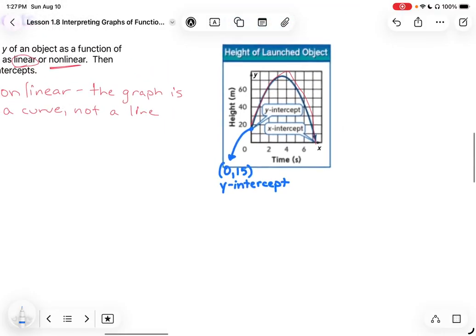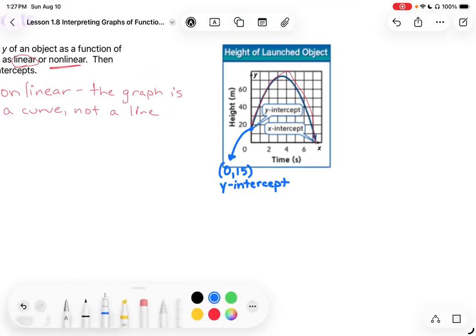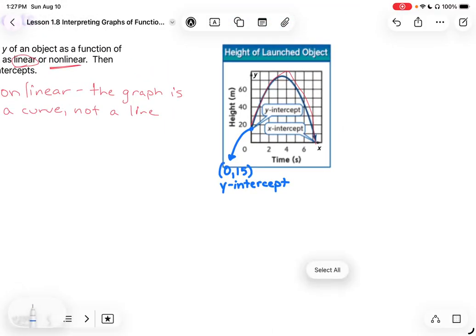But what does that mean? Well, this graph is showing me the height of an object that is being launched, and (0, 15) means the x value is 0, and on the x-axis we are measuring time in seconds. So that means 0 seconds, and the y value of 15 on the y-axis we're measuring height in meters, so it means 15 meters. After 0 seconds, the object is at 15 meters off the ground. So that means the object started at an initial height of 15 meters.